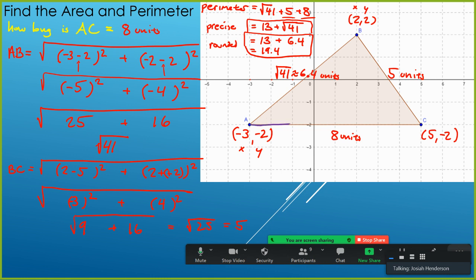Notice that AC is acting like a base already, like a true base, right? It's on the bottom, and we can measure it. It's 8. Super easy. So the height, we can count straight down from B, because we know that horizontals and verticals are perpendicular, and that'll give us the height. So our base will be 8, and the height will be 1, 2, 3, 4.